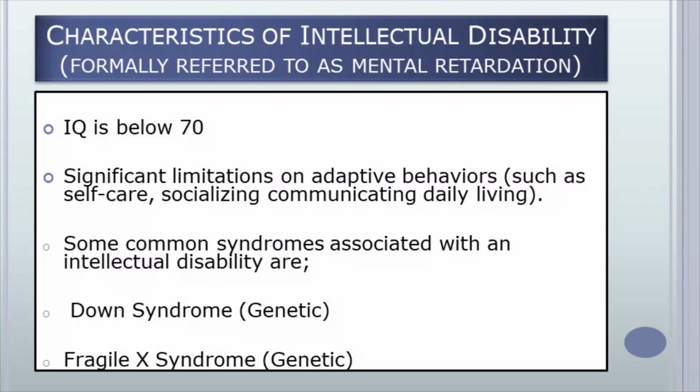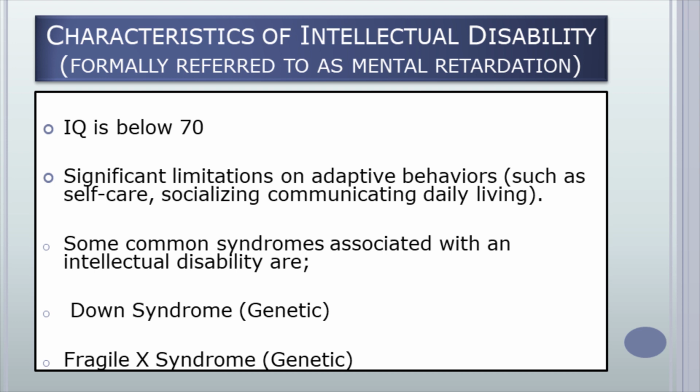Okay, moving on to characteristics of intellectual disability. This was formerly referred to as mental retardation, which is not a term that we use anymore. I know way back in the day, it was often acceptable to say that someone was retarded, and you might still hear that term used, but it's considered unacceptable and offensive to individuals with disabilities. So some of the characteristics are an IQ below 70.